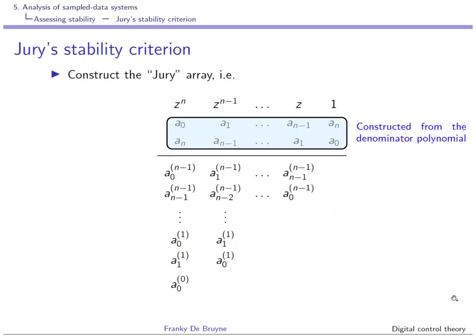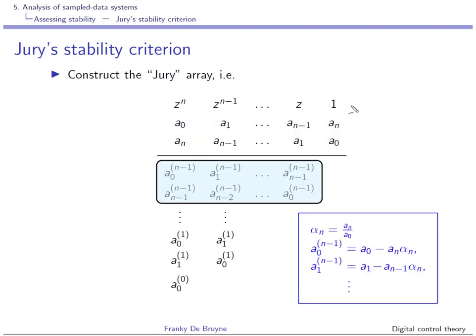To use the Jury stability criterion, you have to construct the so-called Jury array. Remember that we work with the polynomial a0 z^n plus a1 z^(n-1) up to an. So here you see the exponents of z and the coefficients as you see them over here. You write them down, and just below you take the same sequence but you revert it and you write it below. So this you can construct from the denominator polynomial.